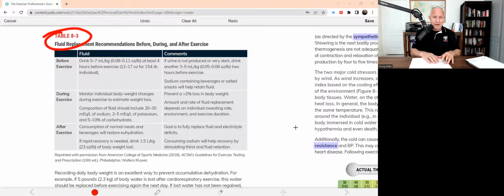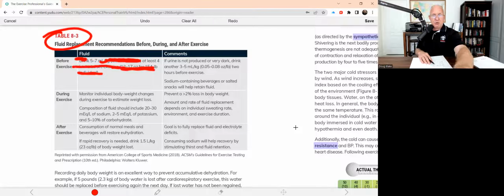That's why I don't bother writing milliliters per kilogram and ounces per pound. I just write 5 to 7 because it's the number that I need to memorize. 5 to 7, 4 hours. Okay, 12 to 17 ounces, 450. So you don't need this. When I rewrite it, I don't use this, I don't use this, and I don't use this. See how I made it easy?